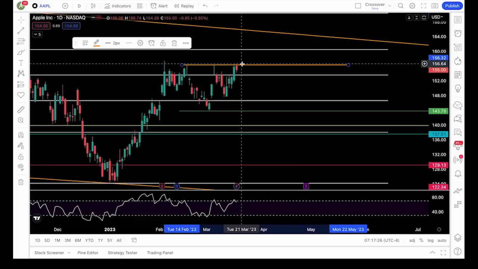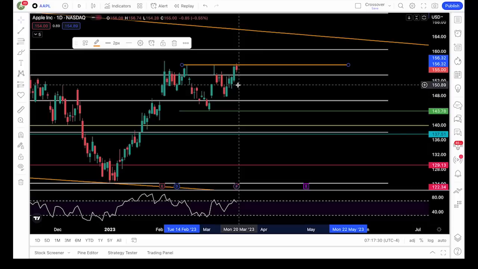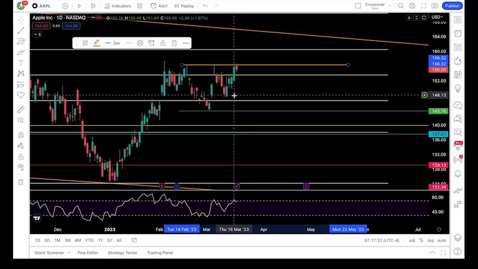Now, if you're bearish, you want to see 153.5 break back down, give us the false breakout setup to put 150, 147.5, and 146.5 back in play.